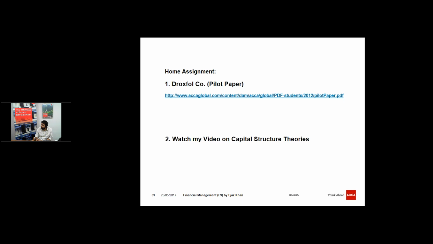Weightage of cost of capital exam. Well, I can't tell about the weightage, but definitely you will find at least 5 to 10 marks from this area, either in the form of multiple choice questions or MTQs. It's one of the important topics.